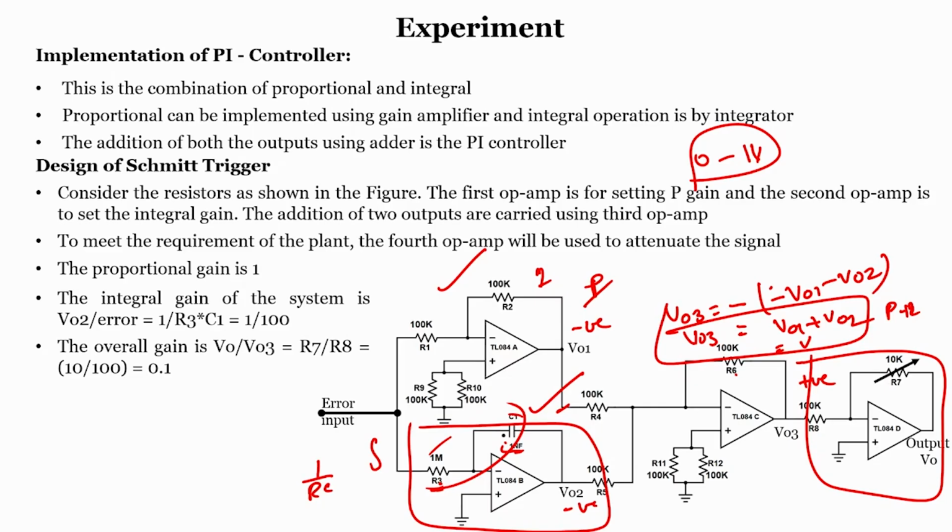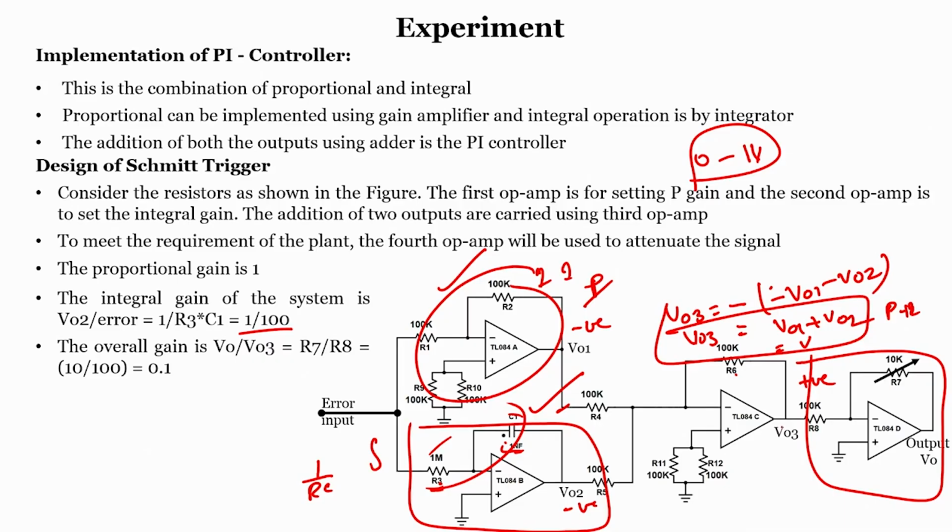Okay. So, which will attenuate that, right. So, the proportional gain is 1, the integral gain is 1 by 100, right. So, the overall gain of the system is 10 by 100, which is 0.1, because overall gain, if I want to calculate Vo by Vo3, this gain is 0.1.